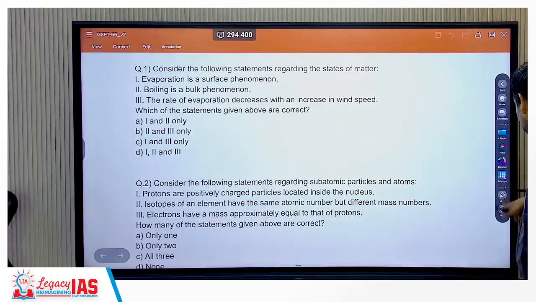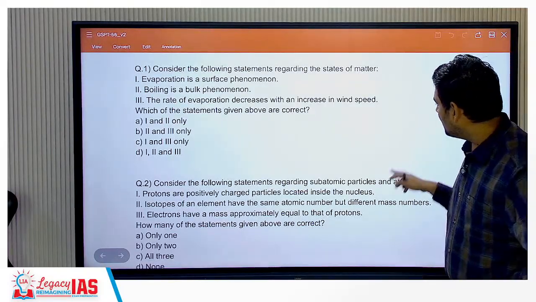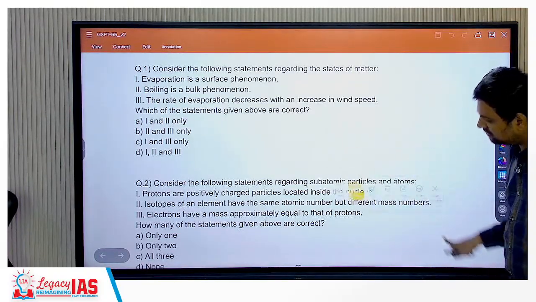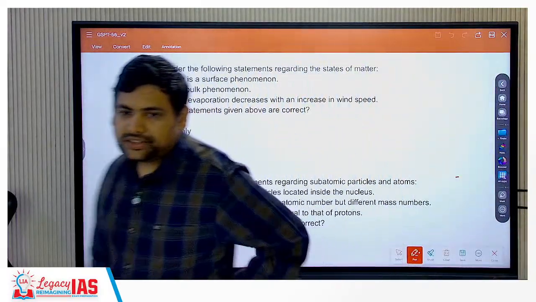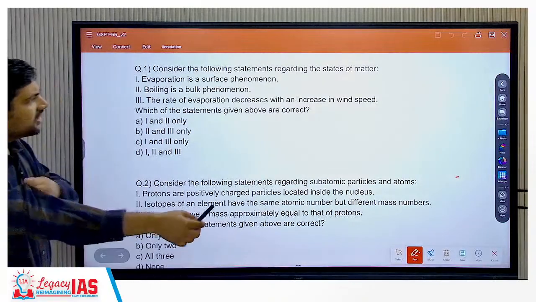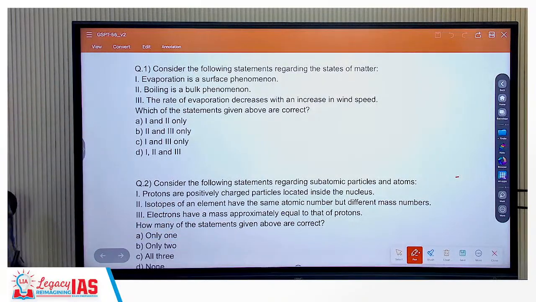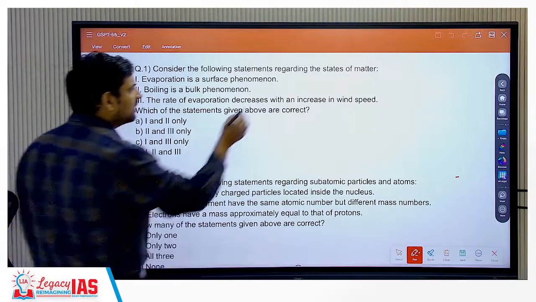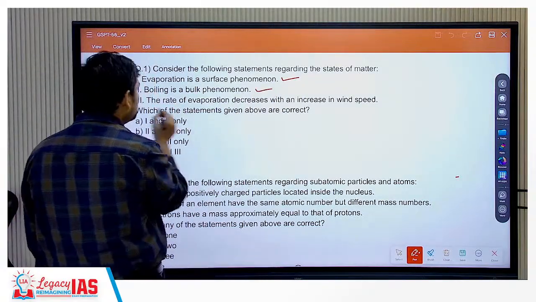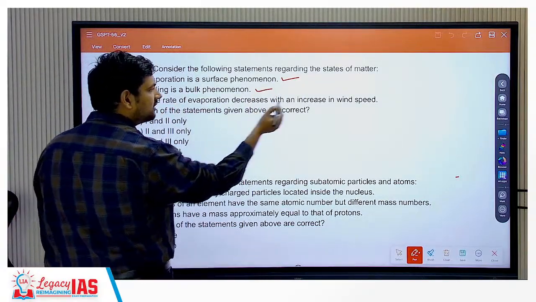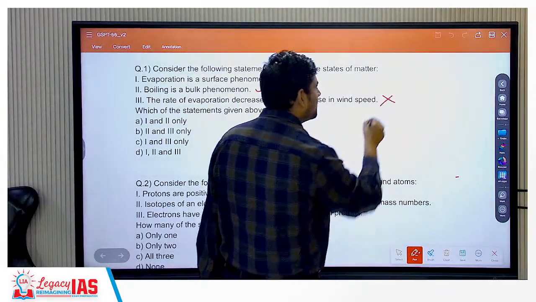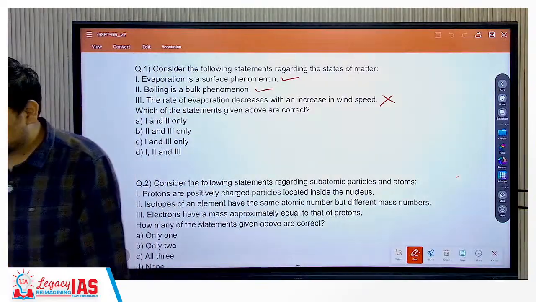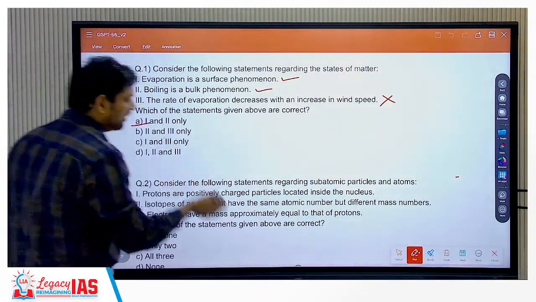Now, the questions I saw yesterday, they're fine. Moderate level, decent. Okay, now, consider the following statements regarding the states of matter. Evaporation, surface phenomena, boiling, bulk phenomena. The rate of evaporation decreases with increase in wind speed. What do you think? This is wrong. Correct. If it is a windy day, you are able to dry your clothes faster. Correct. Answer becomes 1 and 2.